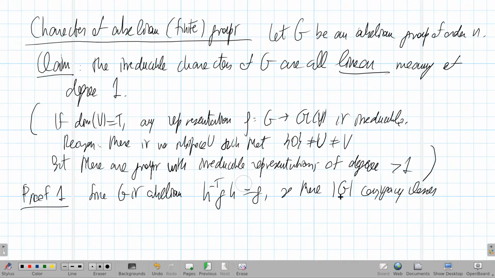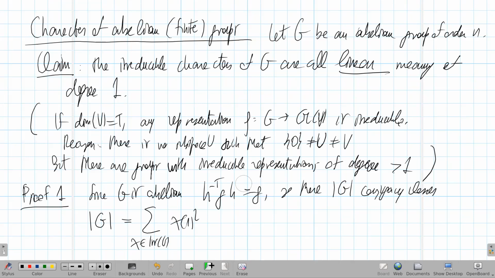So there are order of G conjugacy classes, but remember that the order of a group is the sum. It's the result we just used for S3, this fact that I've already quoted for S3. The order of a group is the sum of the squares of the dimensions of the vector spaces of the irreducible CG modules.